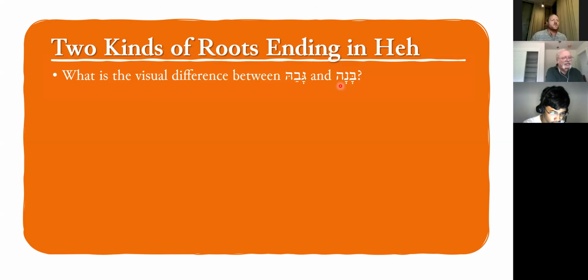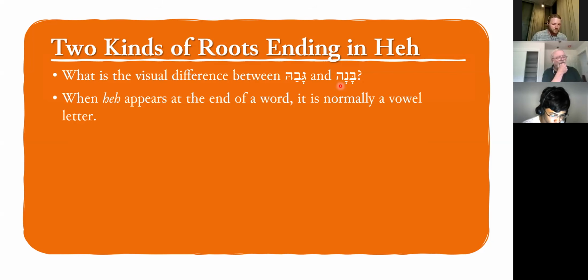We're going to see that there are a couple of things that can happen to the vav/yod. Either it can drop out completely and be replaced by another vowel, or it can coalesce. Okay, we're going to see a couple of examples. So when He appears at the end of a word, it's normally a vowel letter. We already know that, I believe.